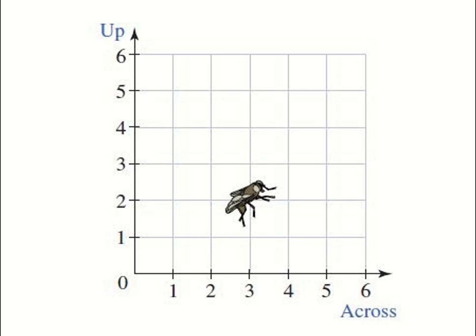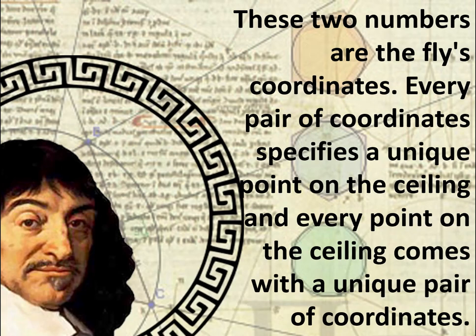So kung magbibilang daw tayo simula sa 0 papunta dun sa location ng langaw, pa vertical o pa across, we have 1, 2, 3. So tatlo. Ang langaw ay nakatapat sa point 3, while upward 1, 2, ang langaw ay nakatapat sa point 2. So pwede nating sabihin na ang langaw ay nakalocate sa 3 and 2. Okay? These two numbers are the fly's coordinates.